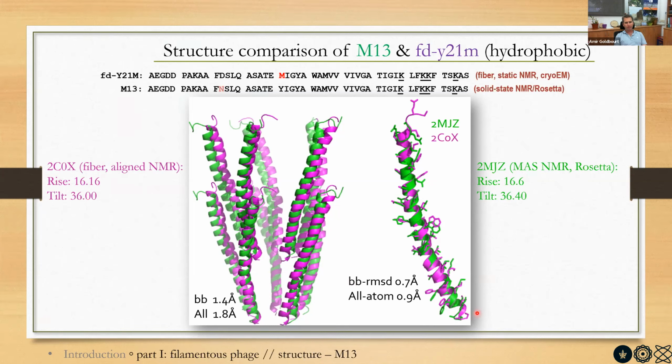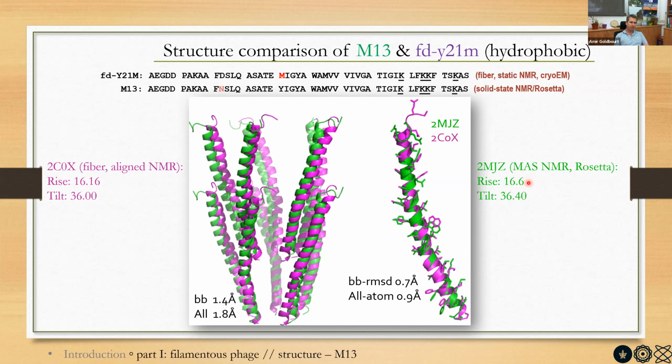If you overlay a single capsid protein, they're quite similar. I mean, the RMSD is not very different. It's a very small value, but you can see some changes in the side chains and slight changes in the structure. But then if you try to overlay a pentamer, then the backbone RMSD increases. And another thing that happens is that the rise changes. The rise goes from 16.16 in the Y21M to 16.6 in the wild type.